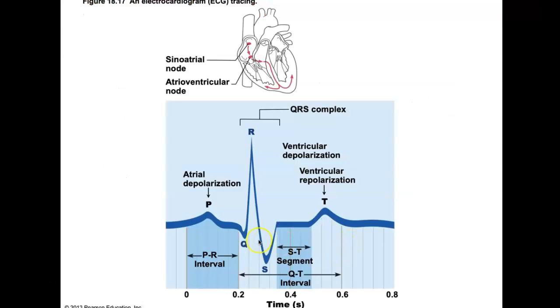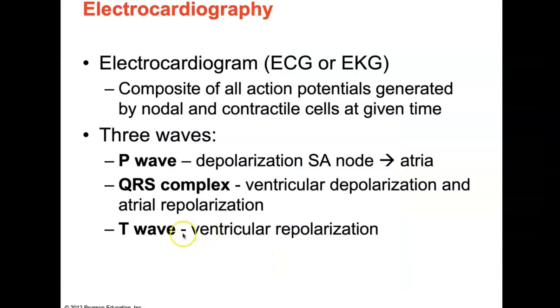The next major wave on the ECG is the QRS complex. The QRS complex represents ventricular depolarization. So we know depolarization is going to cause the ventricles to contract, and we see on the ECG that the QRS complex is telling us that the ventricles are contracting. At the same time, the atria are going to relax. They're going to be under repolarization.